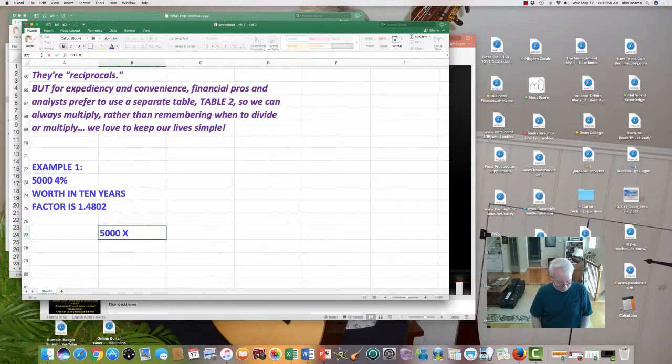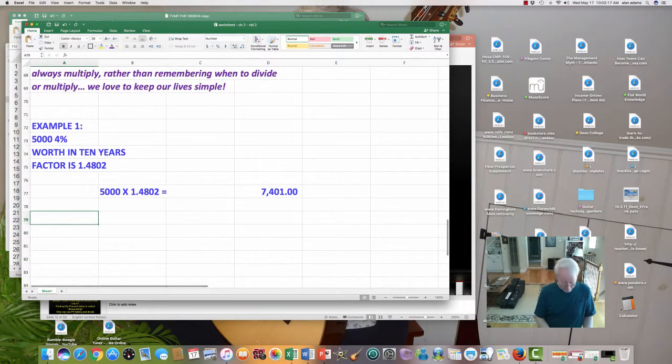So how much money am I dealing with? $5,000. I'm going to multiply that by the factor I just found. Okay? And obviously, when you math that out, you're going to get 7,401. I'm going to put 2 decimal places on that. So that is how much my $5,000 should grow to.